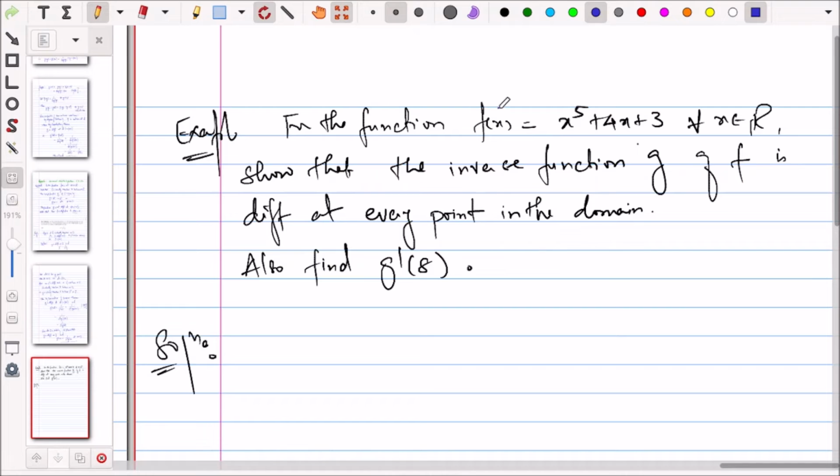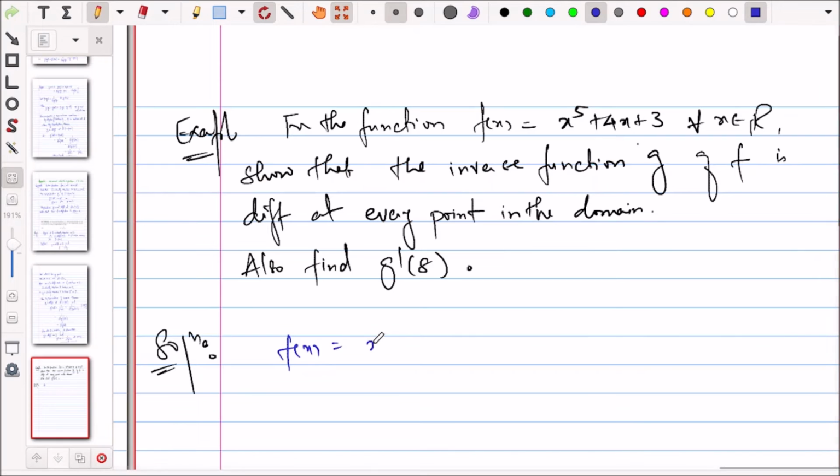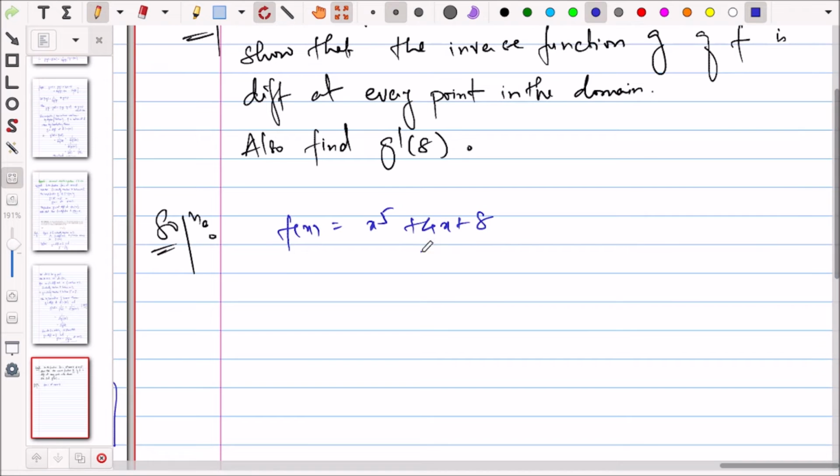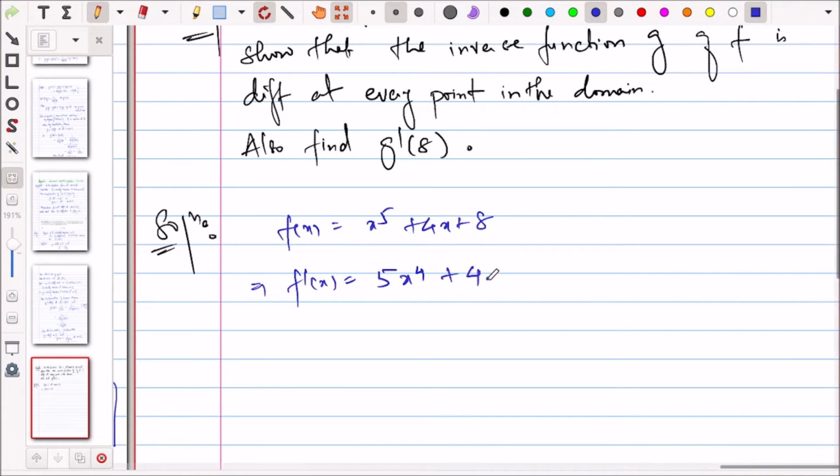First we will show that this function satisfies the hypothesis of our last theorem. So first we have to show that this is strictly monotone and continuous. Why will it be strictly increasing? f dash x should be strictly positive. So f of x is equal to x to the power 5 plus 4x plus 8. This implies f dash x is equal to 5x to the power 4 plus 4.